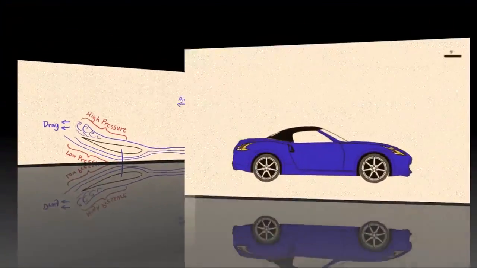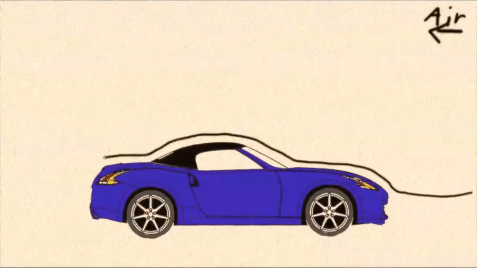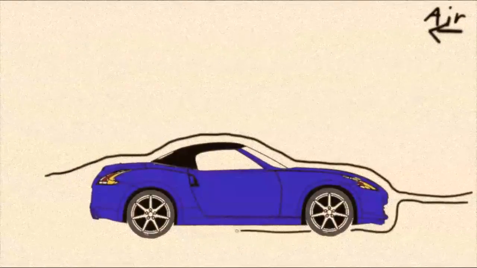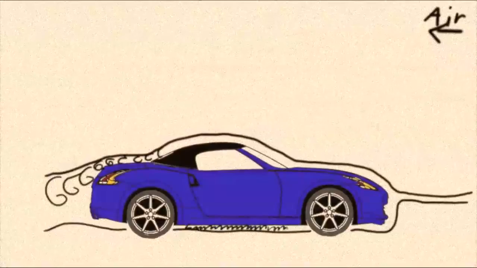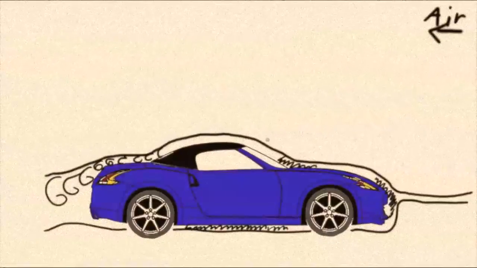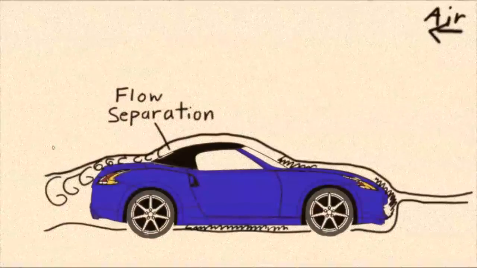Let's take a closer look at these effects on sports cars. Say air is flowing from right to left. The basic airflow around the car would look like this. Air approaches the front of the car, traveling in laminar flow. As it goes around the car's body, the air separates at the back of the car, and parts of the flow become turbulent and swirl.